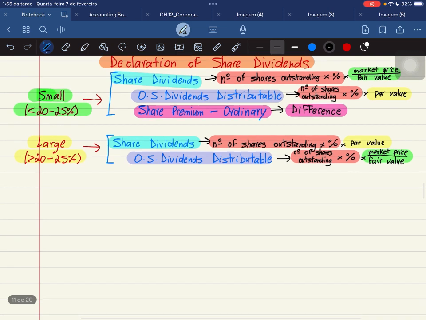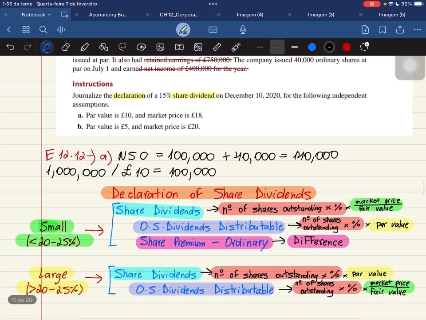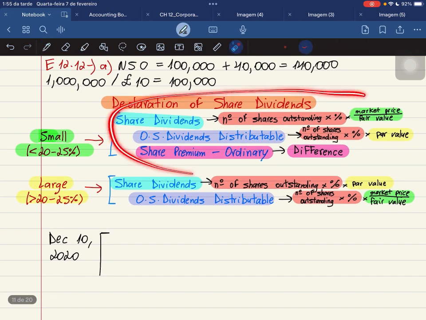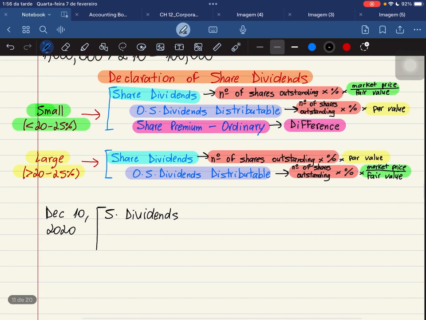Knowing that, we are ready to make the first entry of December 10 of 2020. Since we are dealing with a small dividend, it is 15%. The entry that we're going to be making is this one. So over here, I'm going to have share dividends at the top. And please don't write the names like I do, okay? They can actually deduct your points if you do. Ordinary share dividends distributable, and share premium ordinary.